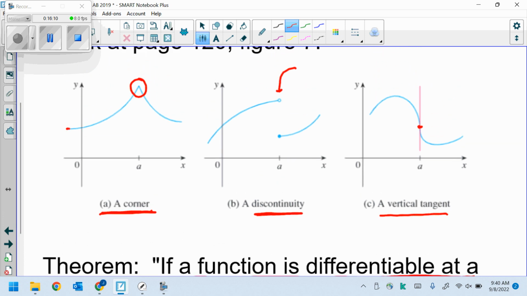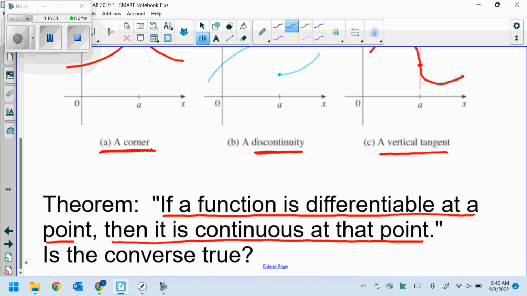Is this function continuous at a? Yep. Is it differentiable at a? Nope. This function is continuous at a, but not differentiable at a. And so therefore, although this theorem is true, is the converse true? Is the switched around statement true? No, it isn't.